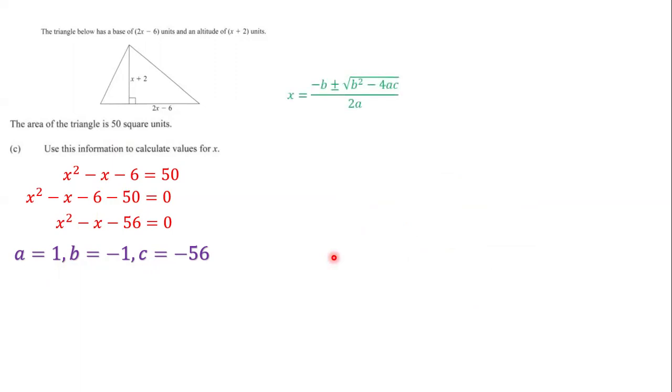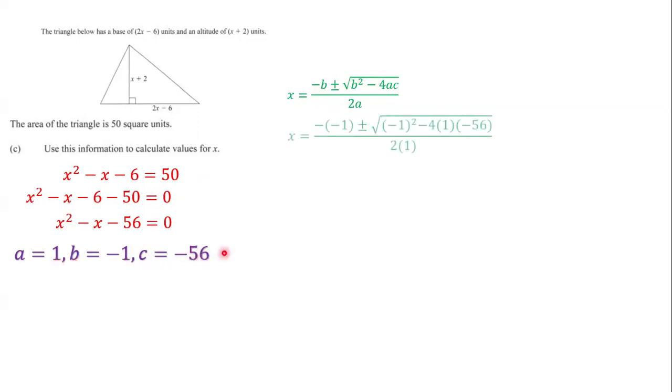We know that the quadratic formula is given by this formula, and the formula says that x is equal to negative b plus or minus the square root of b squared minus 4ac all over 2a. Now, in this case, we have to substitute. What are we going to substitute? Well, we know that b is equal to negative 1. What do we know about c? Well, c is equal to negative 56. And so we're going to substitute those values. Again, b is equal to negative 1, c is equal to negative 56, and a is equal to 1.